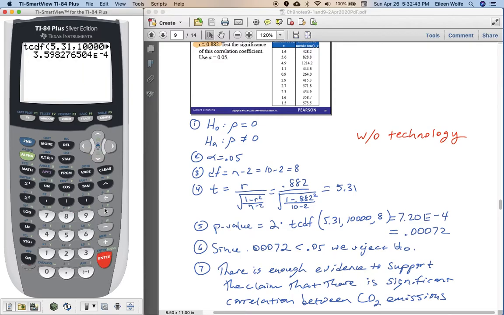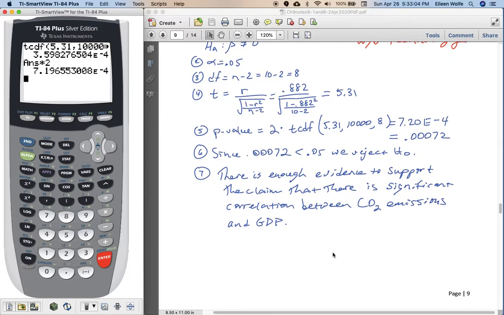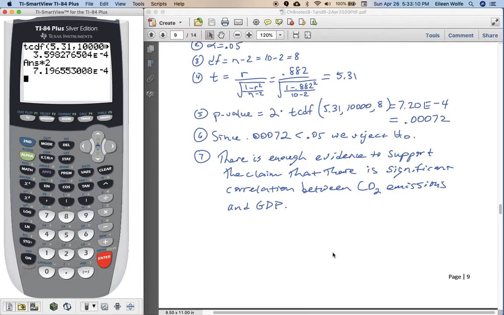And then I'd have to remember I'm doing a two-sided test, so I hit times 2. And there's my 7.19 whatever, so 7.20 E minus 4 is on my screen, and that I know would be 0.0072. So since that is less than 0.05, we reject H0 with a final conclusion that there is enough evidence to support the claim that there is significant correlation between CO2 emissions and GDP.